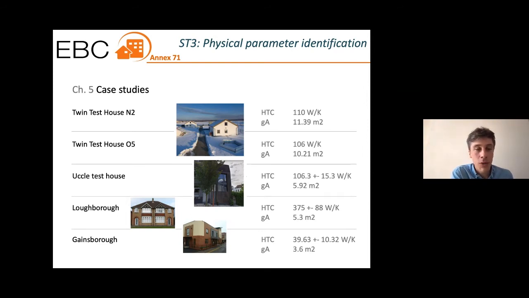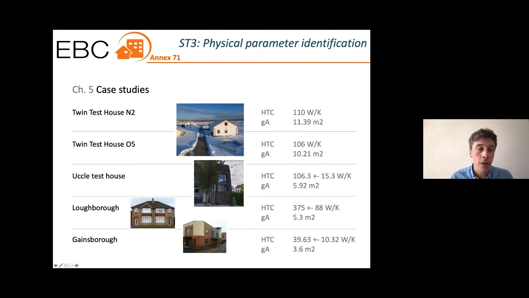Then the next case we have Uccle test house, which is an inhabited house, which was monitored for over a year in a very detailed way. The particular aspect of this case is that it's a semi-detached house, so there are some uncertainties that result due to the fact that we have a shared party wall.